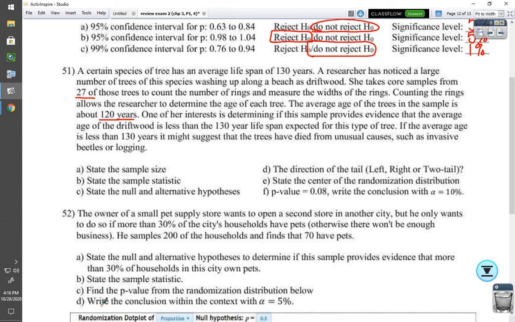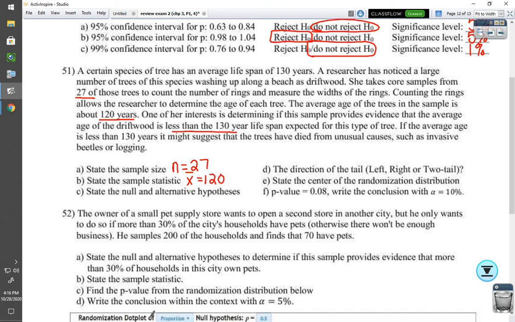About. There's my average. One of her interests is determining if the sample provides evidence, so it's a statistical test, on the average age of the driftwood, which is less, a left side tail test, than 130 years. So the one she has is 120, and she's testing this. If the average age of the tree is below 130, it might suggest the trees have died. First of all, state the sample size. Well, the sample size is 27. What's the statistic? An average of 120 years.